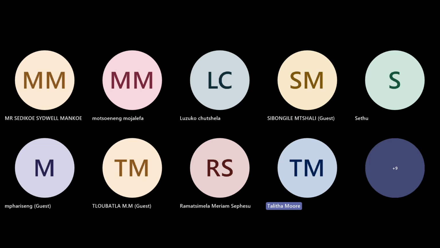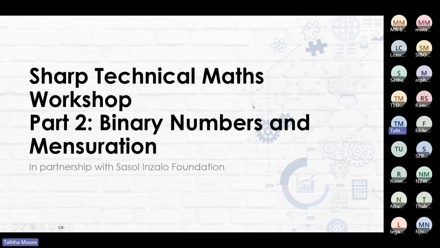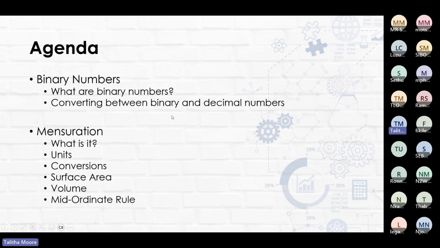Great. Okay, so this workshop is on binary numbers and mensuration, and this is particularly covered in grade 10 and 11 as well. So what's our plan? For the next hour, we're going to look quickly at binary numbers and very simply converting between binary and decimal numbers. And then we'll look at mensuration, what it is, the unit conversions, units, and then conversions between them, and then, of course, surface area, volume, and the mid-ordinate rule.